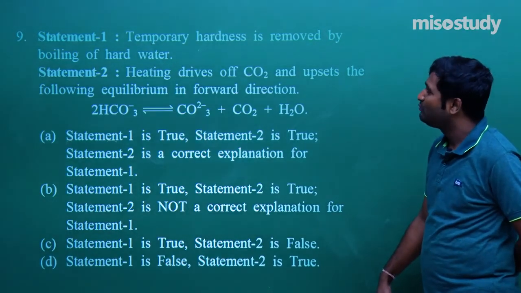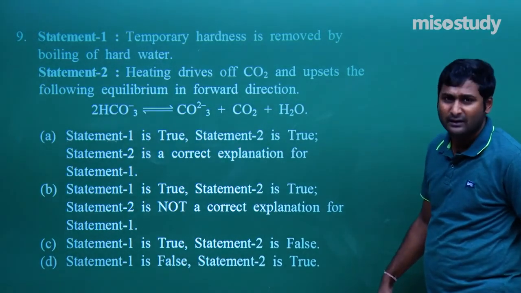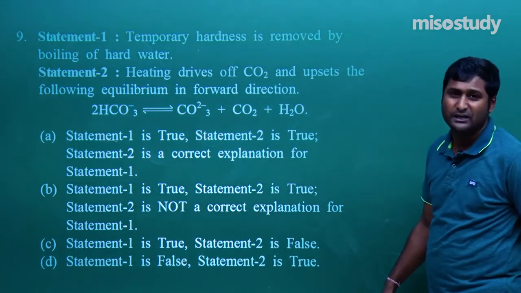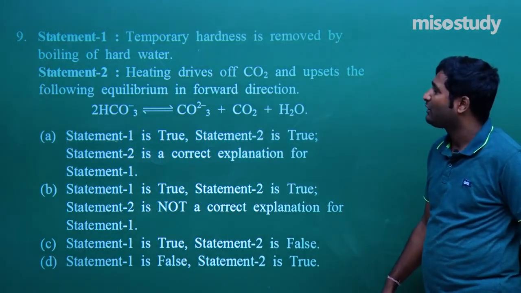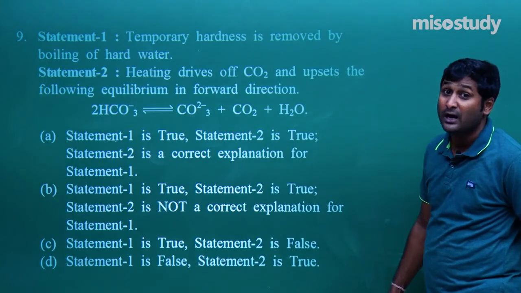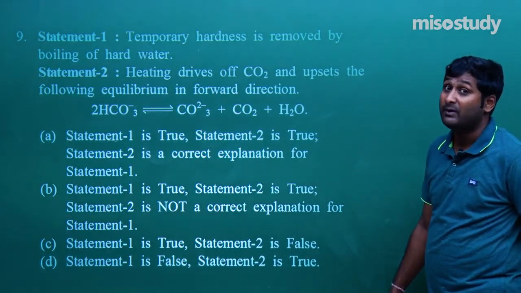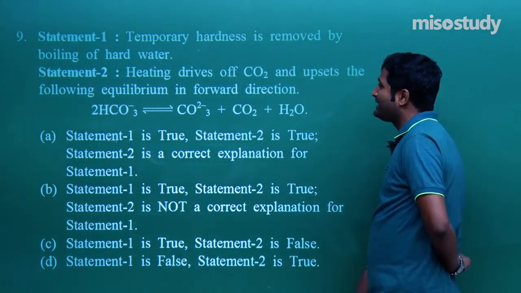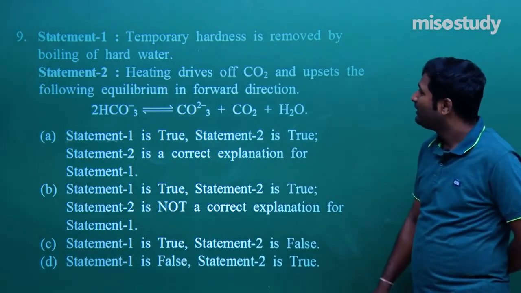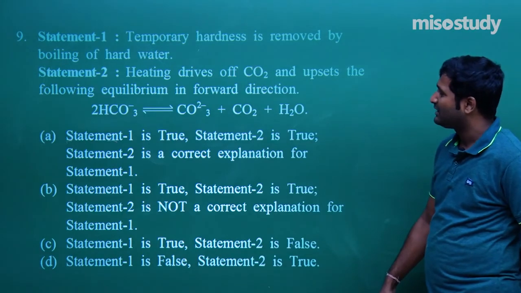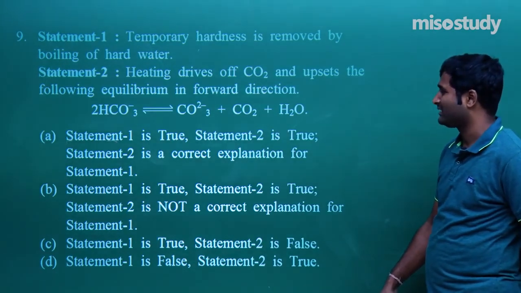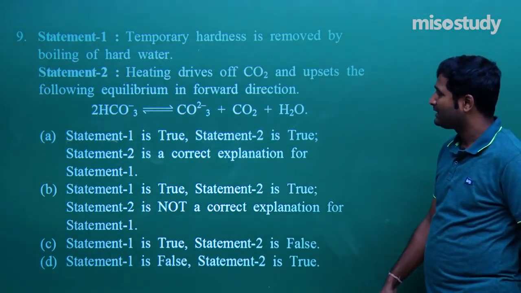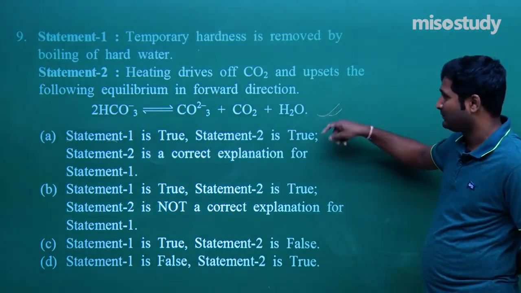Temporary hardness is removed by boiling of hard water. Yes, we know this is one of the simplest methods to remove hardness of water. Temporary hardness is due to the presence of bicarbonate of calcium and magnesium. Statement 2: heating drives off CO2 and upsets the following equilibrium in the forward direction. This is also a correct option.